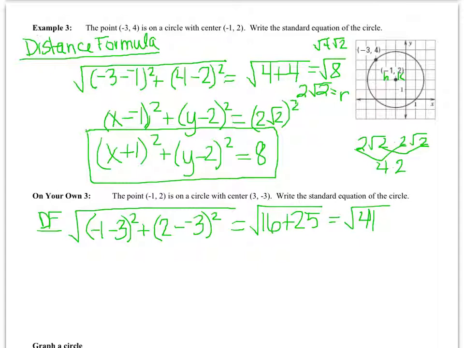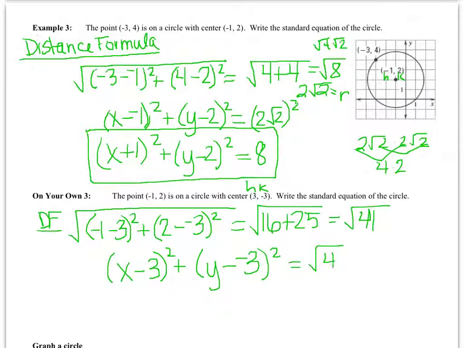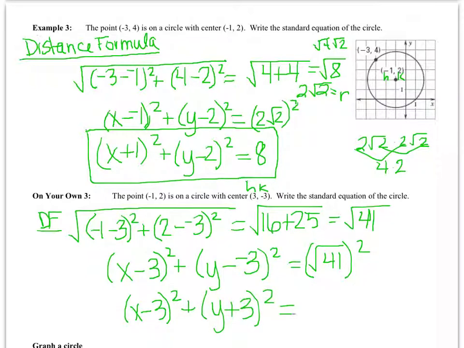Now here's my center, 3, -3, so there's my h and my k. So I'm going to say x minus h squared plus y minus k, which is -3, squared, equals the square root of 41, and that quantity squared. I would just have to simplify, so it's x minus 3 squared plus y plus 3, the quantity squared, equals 41.